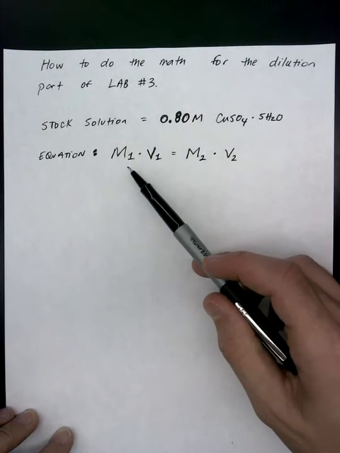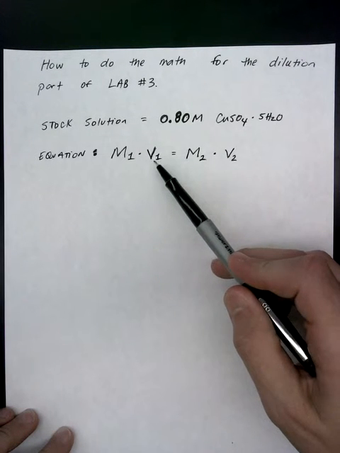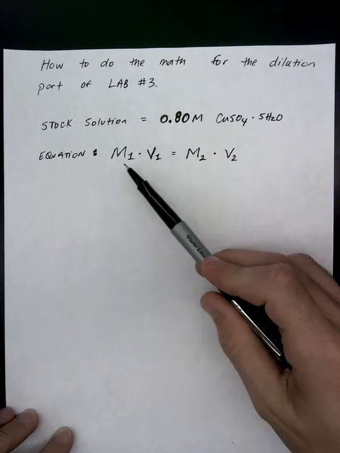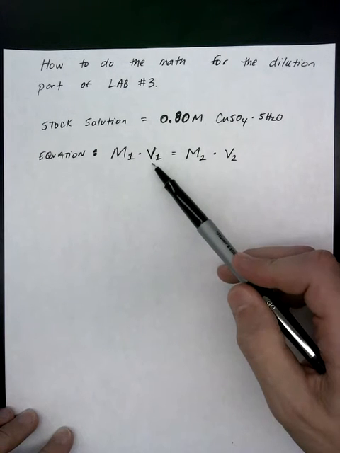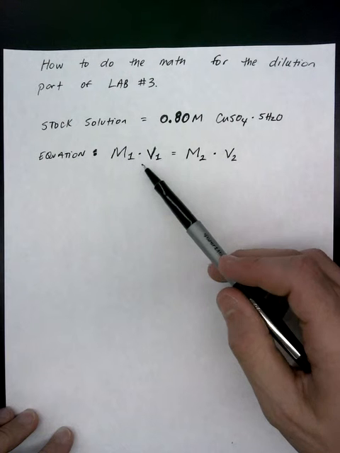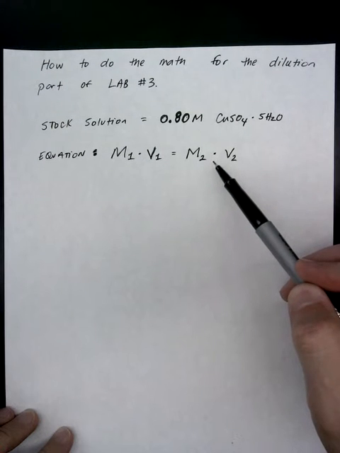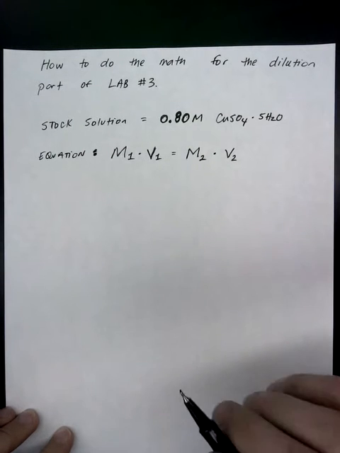The equation to do dilution problems is M1 times V1 equals M2 times V2, M standing for molarity, V standing for volume. So you multiply whatever you call the 1 value, and I'll talk about that in a second, and the 2 values together, and we can solve for any variable here, just doing a little algebra. So here is an example.